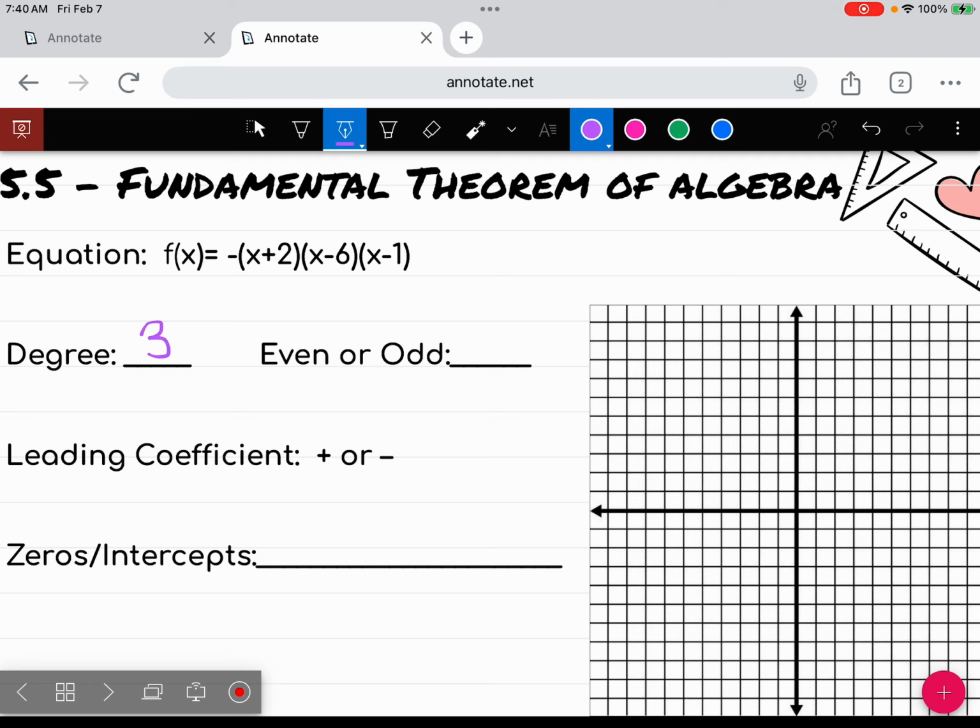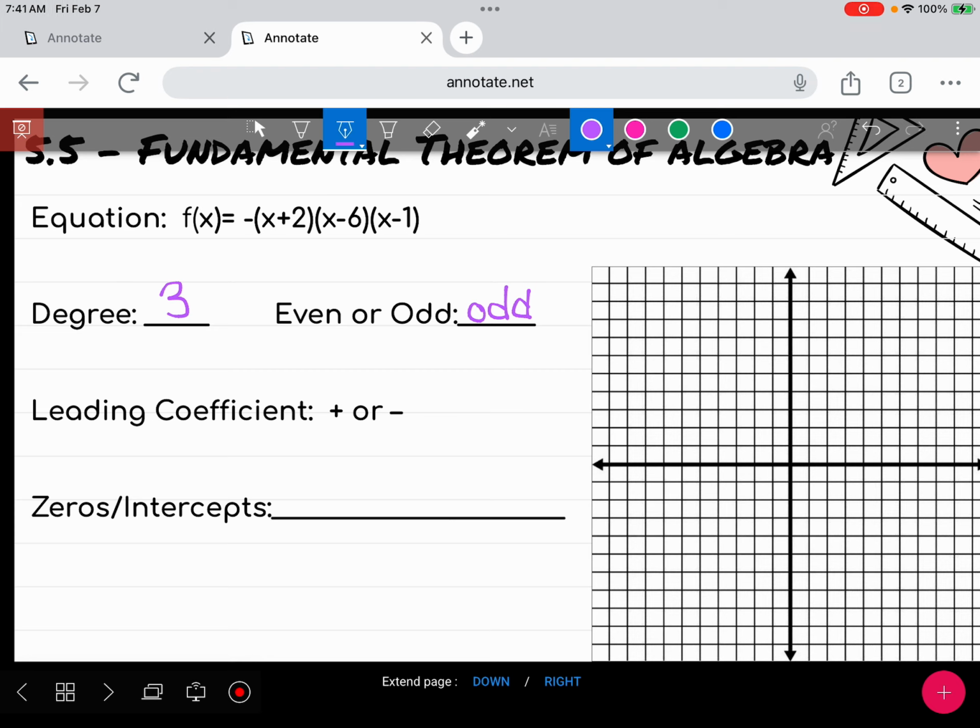Which means we know that this is a, which one, even or odd? Odd, because 3 is an odd number. Which means we know our arrows are going to go in opposite directions. How about our leading coefficient for this? Is it going to be positive or negative?